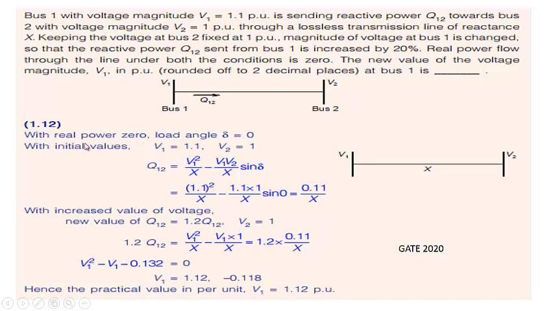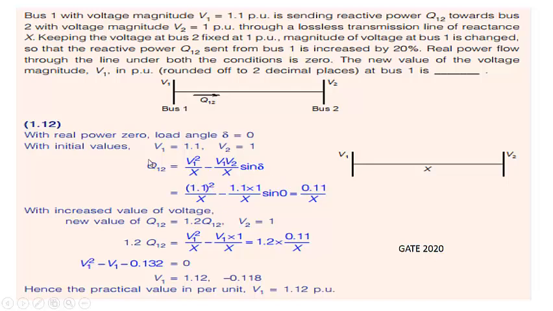So for a real power of 0, that means the load angle delta will be equal to 0. We have discussed it, because P is equal to V1 V2 by X sine of delta. When P is 0, delta is 0. So V1 is 1.1, V2 is equal to 1. Now Q12, in class we have discussed that QR is equal to V1 V2 by X cos of delta minus V2 square by X.